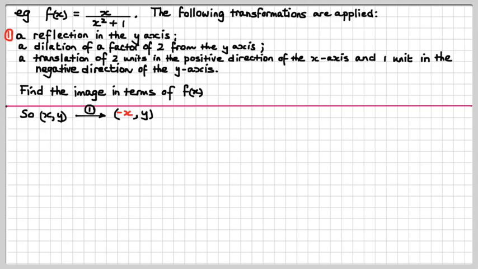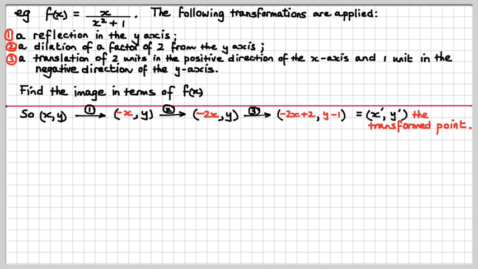Now, we're doing a dilation of a factor of 2 from the y. Come on, visualise. 2 from the y. So that means the x is going to be multiplied by 2, doesn't it? Yes, good. Now the third one is a translation of 2 units in the positive direction of the x-axis. So that means we add 2 to the x, and I did both in one. Then 1 unit in the negative direction of the y, so you subtract 1 from the y. Yeah, that's all right. Now, that's our final transformed point.